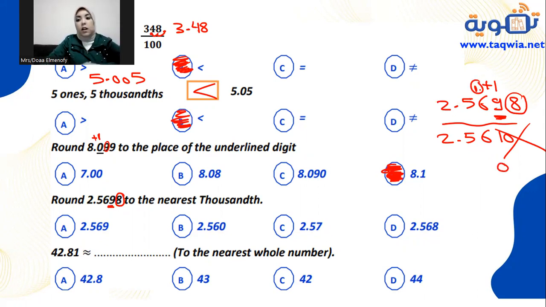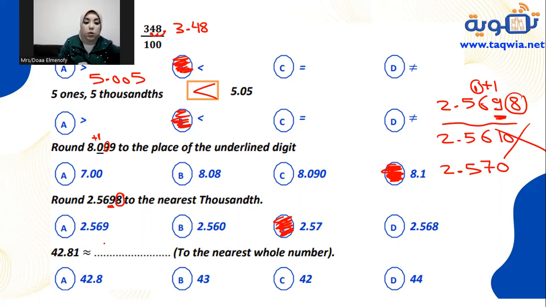Okay, so here we're going to carry 1 above 6, and 1 plus 6 equals 7. And here 5, and here 2 point. So it's 2.57. This is the correct answer, guys. 2.57.